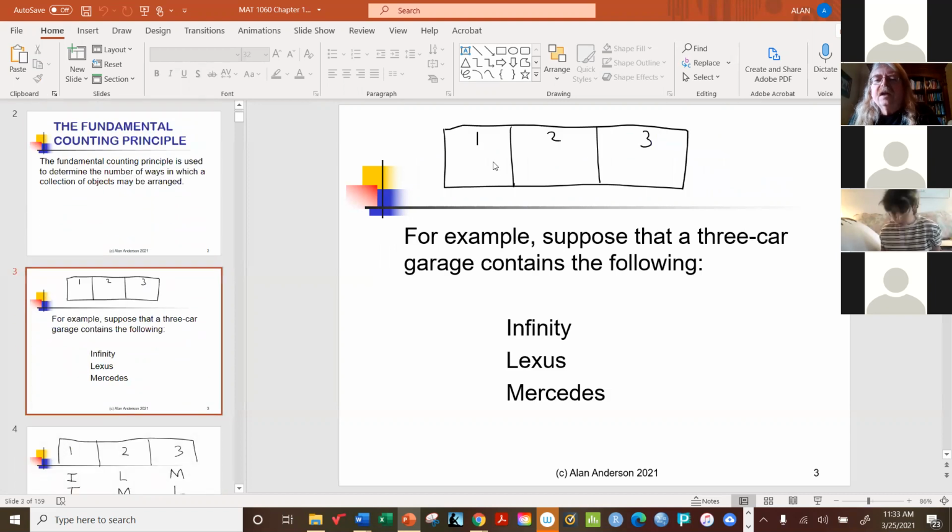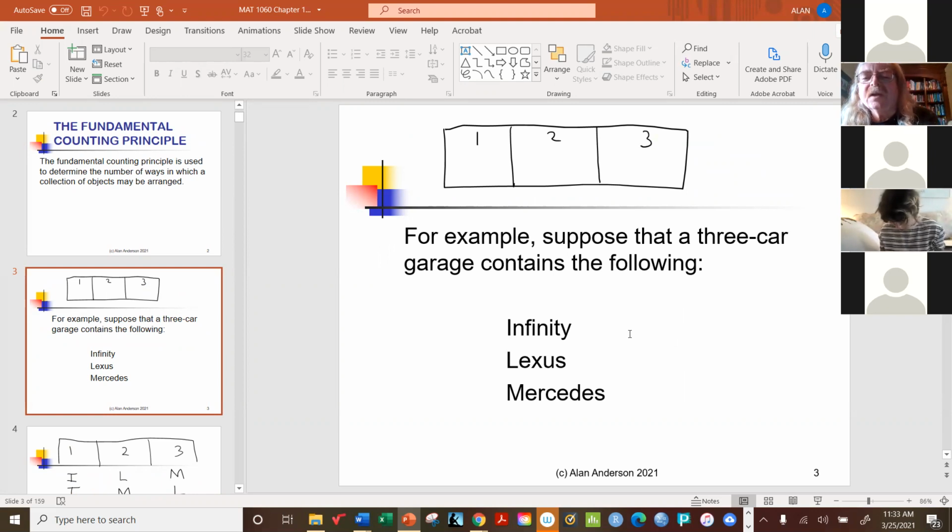You've got the 3 garages left to right, and you also happen to own 3 really snazzy cars, an Infiniti, a Lexus, and a Mercedes. So here's the big question. How many different ways can I park my cars in these 3 garages?